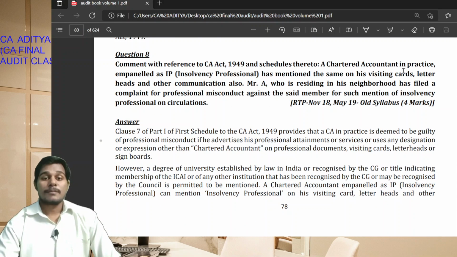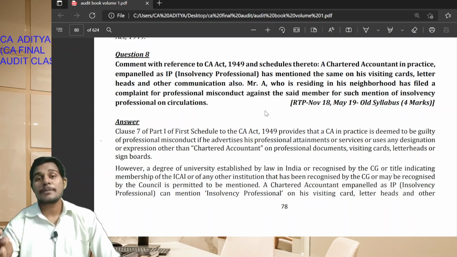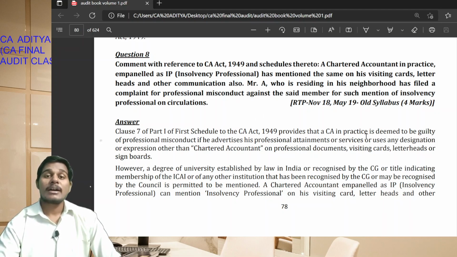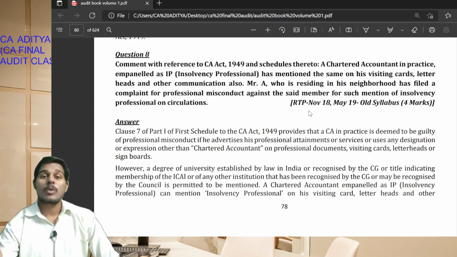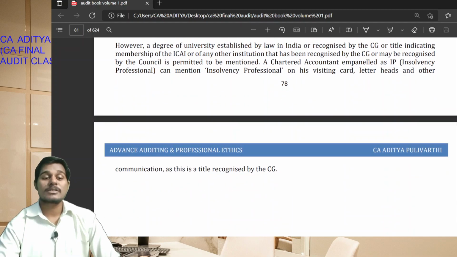A chartered accountant in practice is empaneled as an insolvency professional, and he has provided this in the letterheads. See students, insolvency professional is a qualification recognized by the Central Government, so it can be provided in the letterheads. Where a neighbor has filed a complaint for professional misconduct, it cannot be professional misconduct, because insolvency professional is a qualification recognized by the Central Government, so he will not be professionally misconduct.